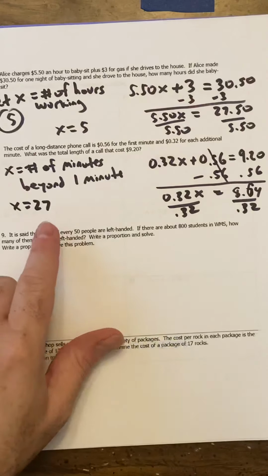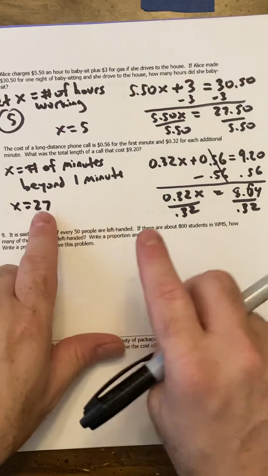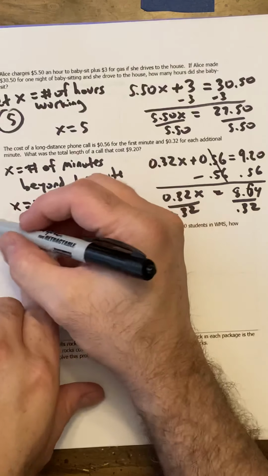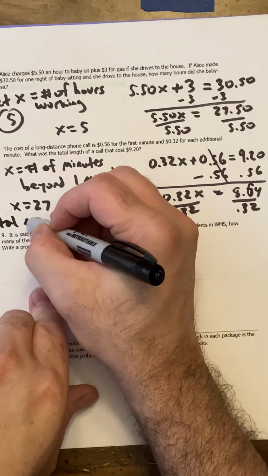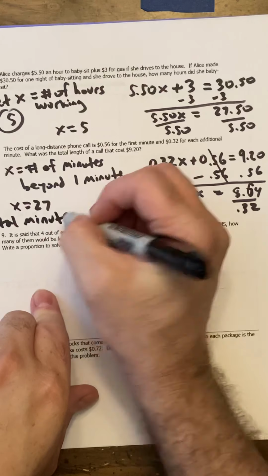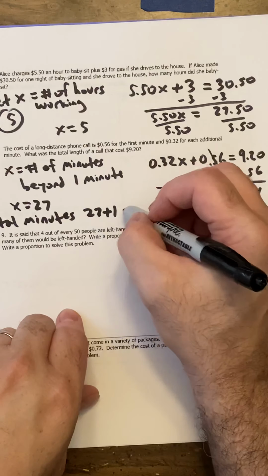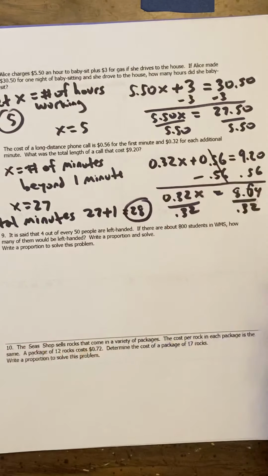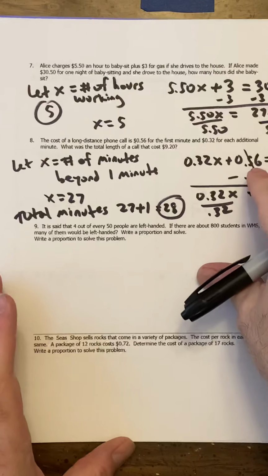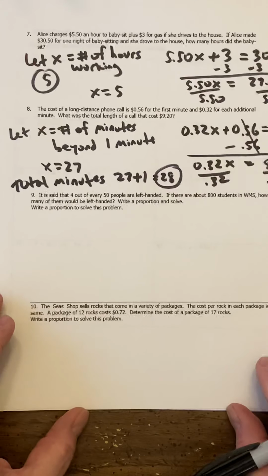Now that's the number of minutes beyond the first minute. That doesn't include the first minute. So the total number of minutes is the x plus that first minute. So we really have a 28-minute phone call. Okay? Let's take a look at the next problem.